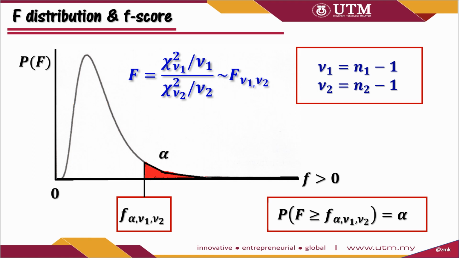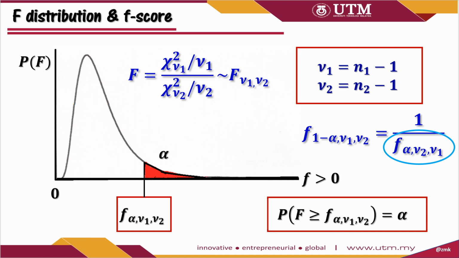But don't worry, you can still work out its value by using this equation. F 1 minus alpha nu1 nu2 is 1 over F alpha nu2 nu1. Notice that we can use the F score at alpha in the denominator. However, its degrees of freedom are now nu2 first, followed by nu1. Let us now look at a number of examples on finding the F scores from the stat table booklet in the next page.